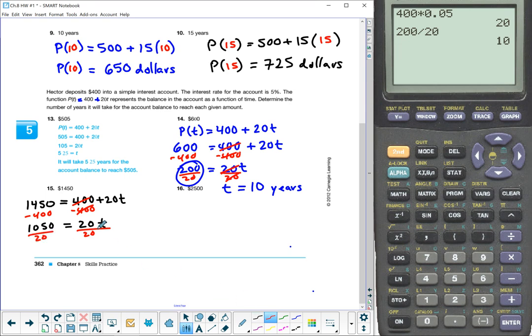Just like how we did in class. The 20s cancel. This time we'll have a little bit more space. So t equals what? You're going to take 1050 and divide it by 20. That'll get you 52.5. Now, what does that mean? 52.5 what? That's measured in years.